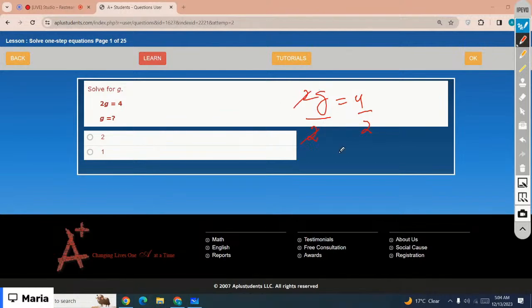So 2 divided by 2 is 1, you are left with g, and 4 divided by 2 is 2. So that means the correct option is g equals 2, right? So option number 1 is the correct option. Basically, how do you solve one variable equations? You have to isolate the variable, right? Isolate the variable means just the variable is on one side and the rest of the things are on the other side. So the correct option is g equals 2.